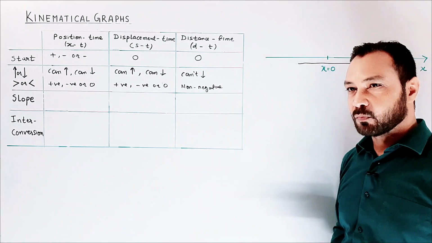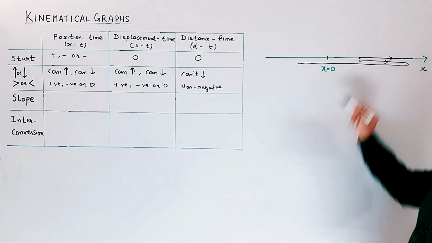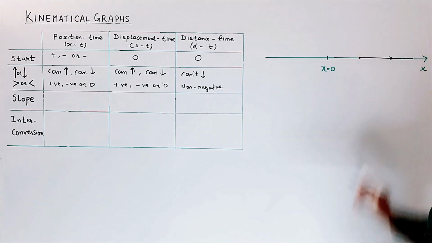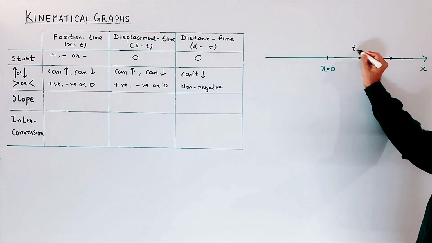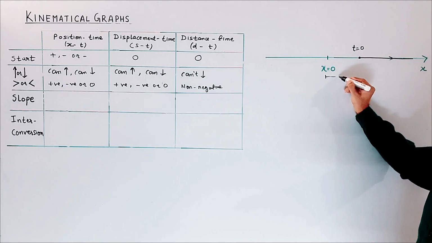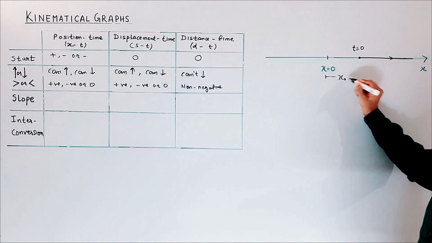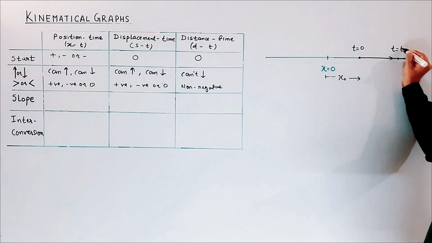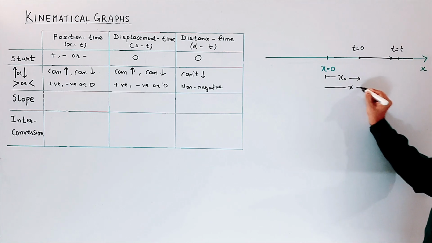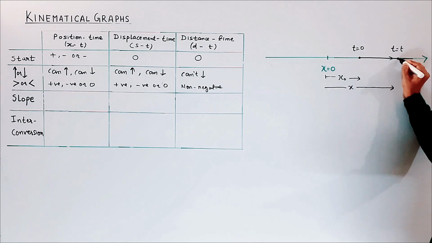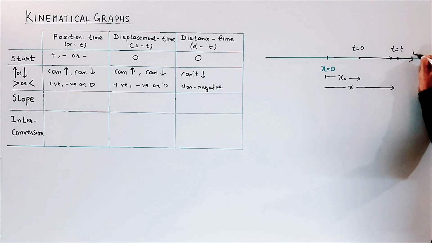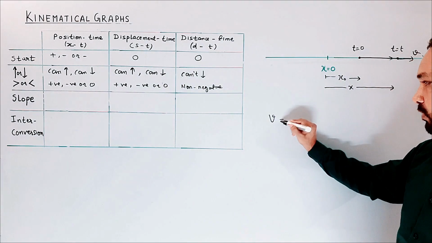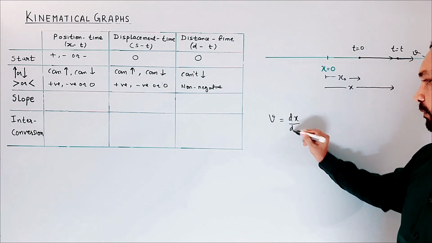So suppose a particle is moving along this path, and let me take this path now. I'll take that one also. Suppose it started from here at t is equal to 0. At t is equal to 0, it had some initial position, say x naught, and at time t, the particle is at position x. So velocity at time t is, say, v, and we know that velocity is the rate of change of position with respect to time. So v is equal to dx by dt.